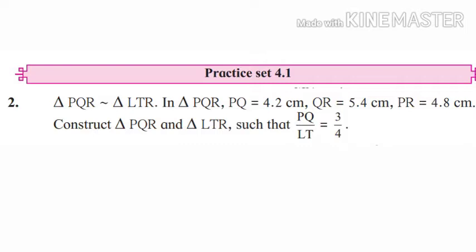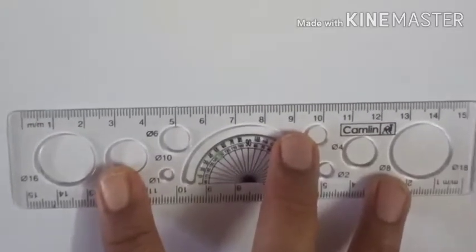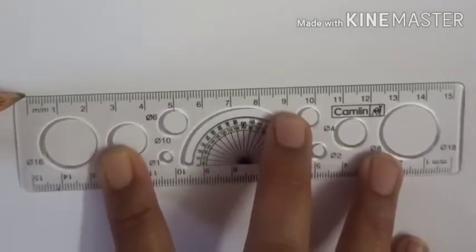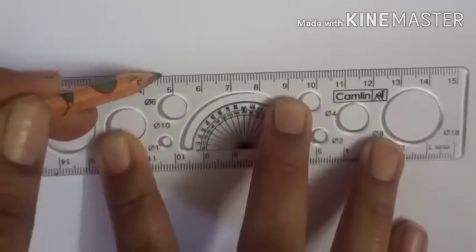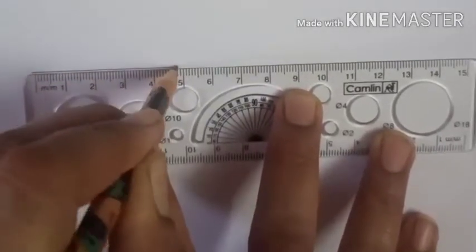In triangle PQR, PQ equal to 4.2 cm, QR equal to 5.4 cm, PR equal to 4.8 cm. Construct triangle PQR and triangle LTR such that PQ upon LT equal to 3 upon 4. If you observe, vertex R is common between them, so we will take the side containing vertex R downward. Therefore, we will draw RP equal to 4.8 cm.